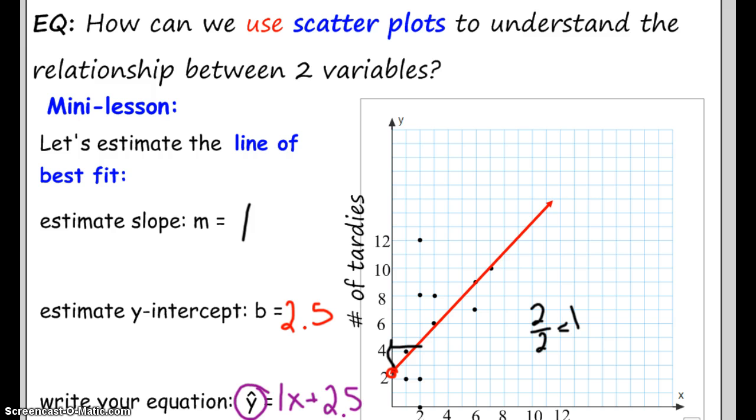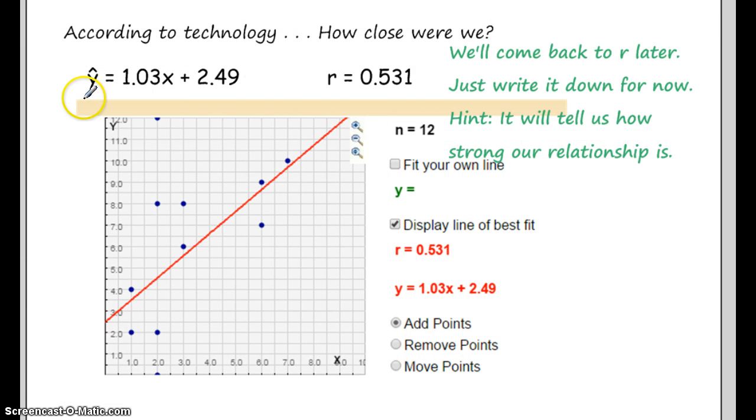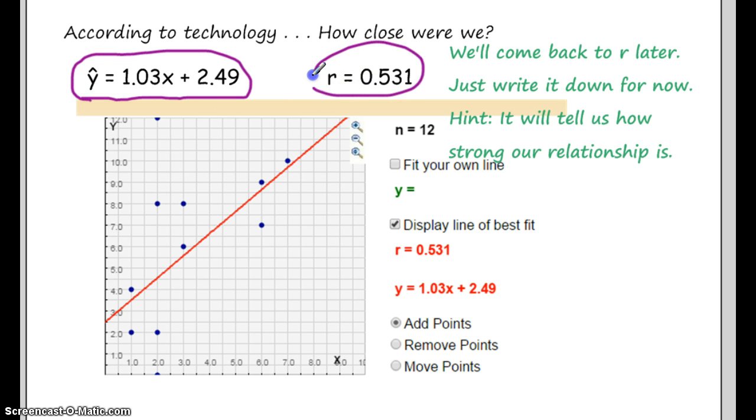Let's see how close we were. Using technology, we got y hat equals 1.03x plus 2.49. This is pretty close. We also can see that r here is 0.531. I'll explain in just a few minutes what that is.